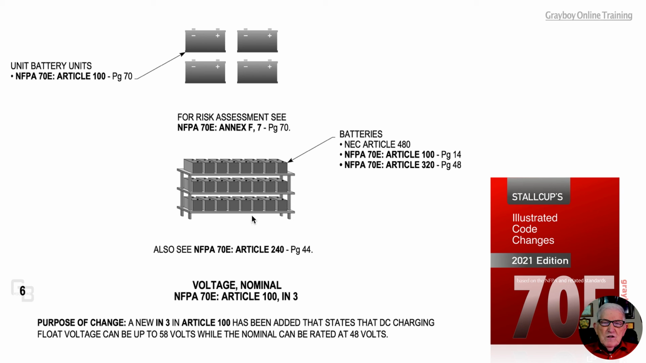So for the risk assessment, be sure you see the Annex F7 on page 70 of NFPA 70E. And mainly that's what this illustration is illustrating, that there's a new Informational Note 3 that has additional information that states what occurs during DC charging flow voltage up to 58 volts, while the nominal voltage could be rated at 48 volts. So review these sections very carefully along with the Annex L, Table L.1 for more information pertaining to battery maintenance.